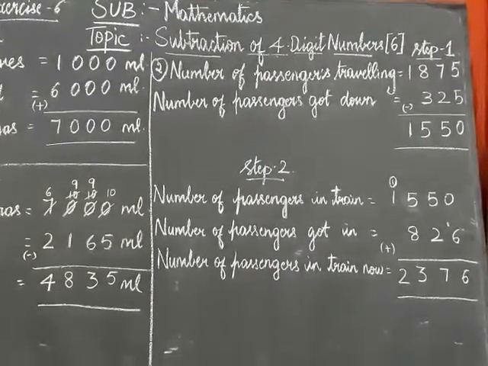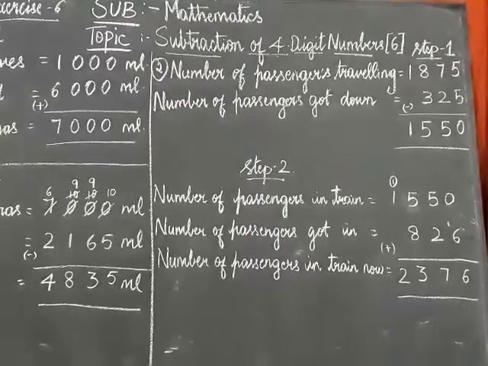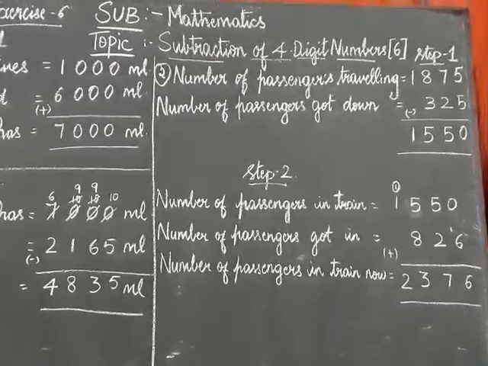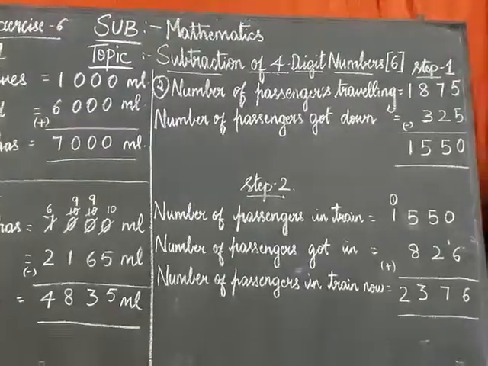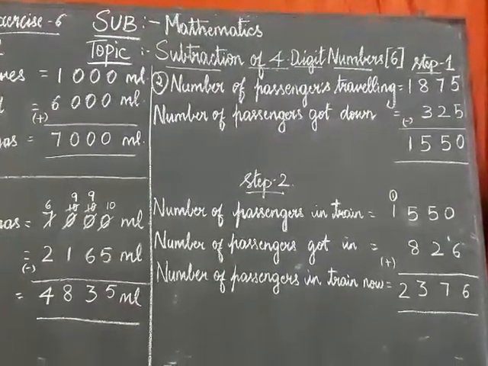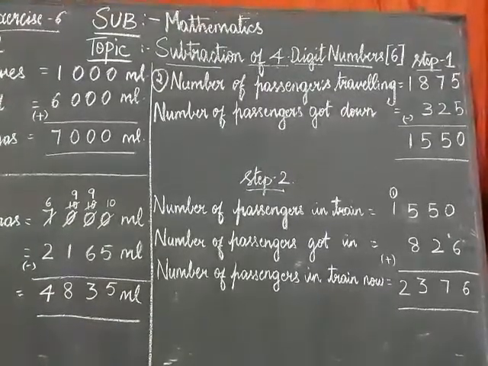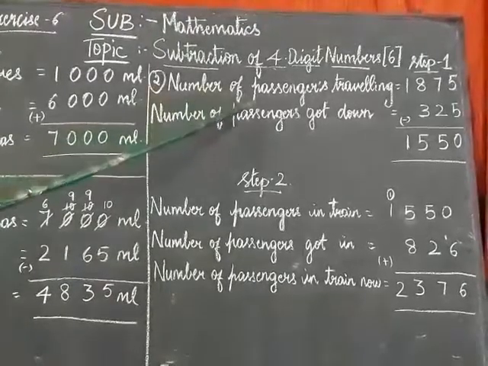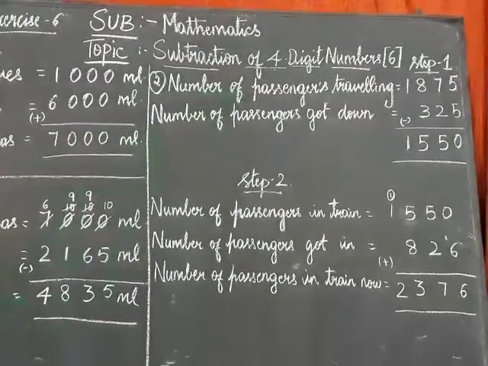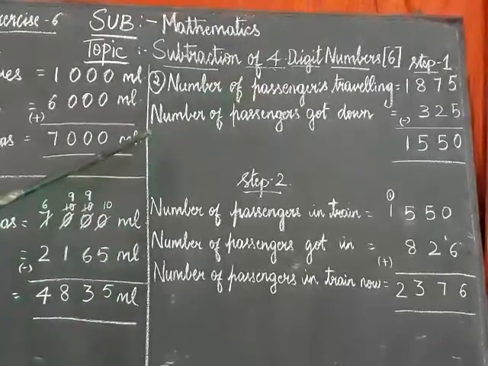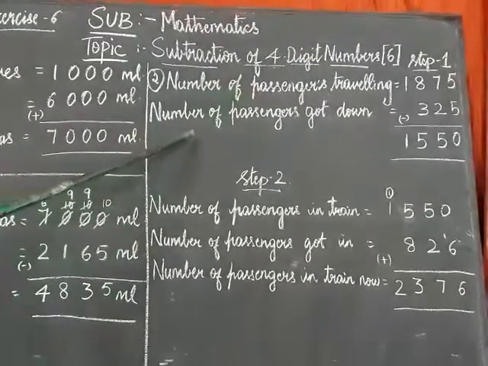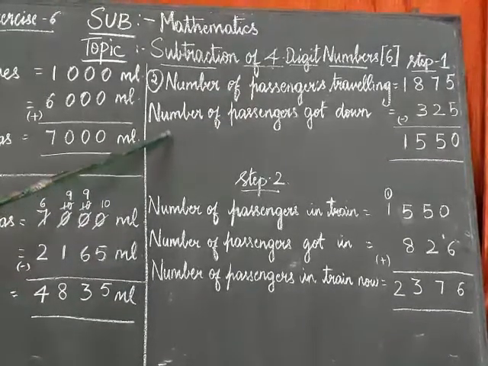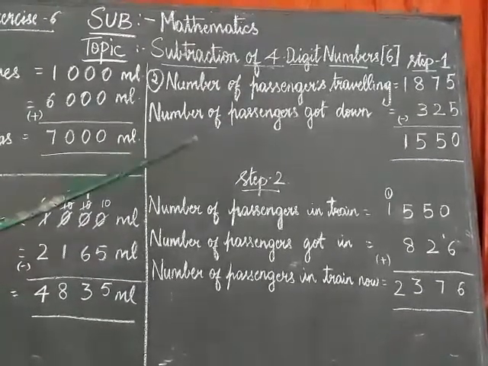In a train, how many passengers are there? Totally there are 1875. Now one stop has come. In that stop, how many members are getting down? First we take the first step. Number of passengers traveling, that is 1875. The next statement I am writing, number of passengers got down. Got down means one station has come and so many members are getting down.